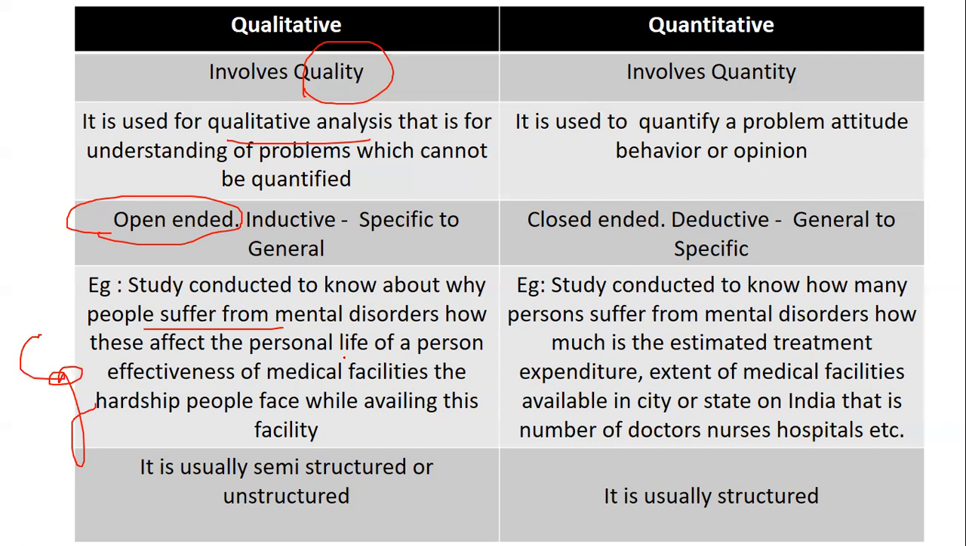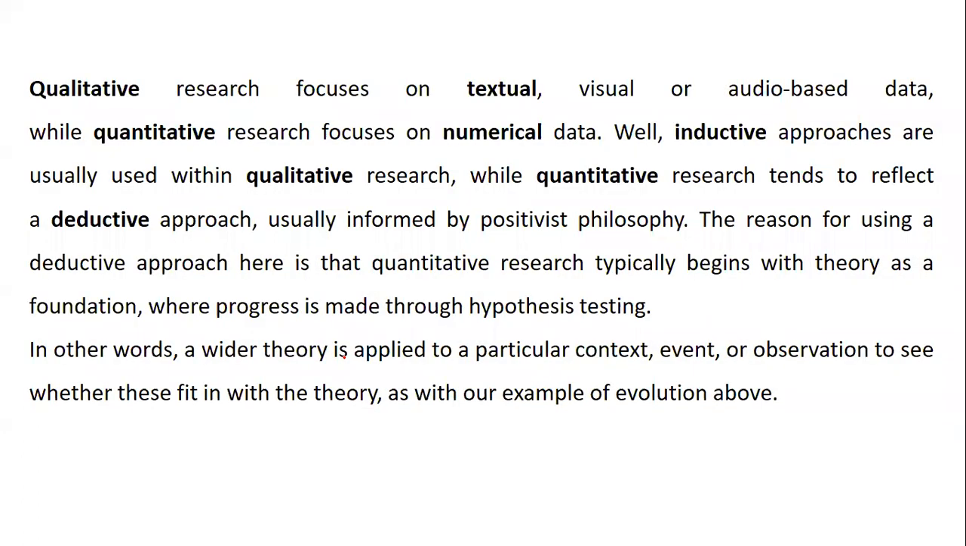So qualitative data is basically semi-structured or unstructured, whereas quantitative data is usually in a structured form. Now, let's go into a little more detail on qualitative data with respect to quantitative, and with respect to the deductive and inductive ways. So qualitative research is the one which focuses on textual data. I'm just spending extra time so that you don't have to go back to these topics again and again.